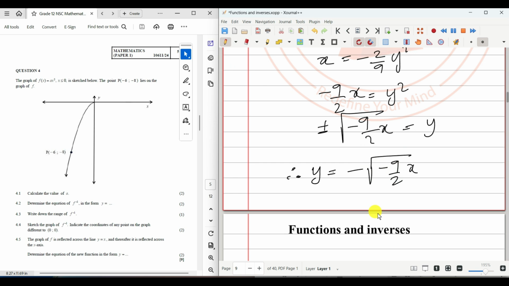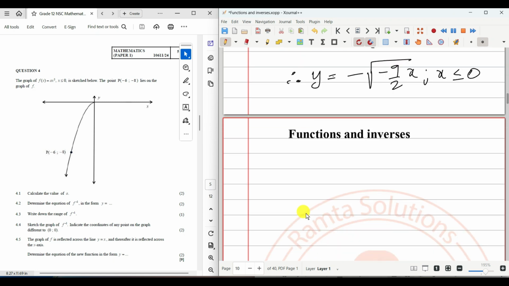Remember, they said x is negative, so this is what we must say. It must be in this form. Why? Because here we are saying x must be less than or equal to 0. That is the condition. Okay, guys?